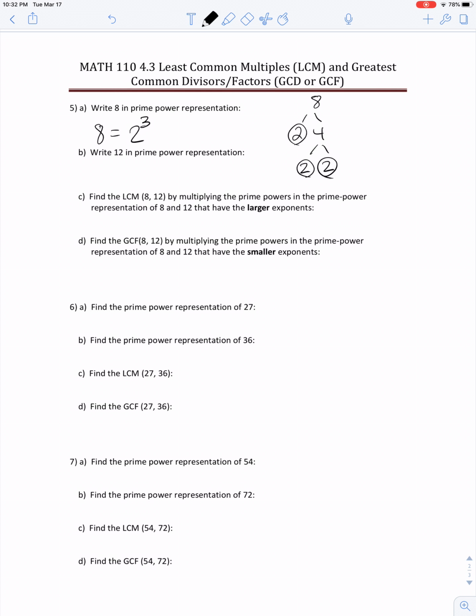And then if we do the same thing for 12, 12 would be 2 times 6. 6 would be 2 times 3. So 12 would be written as 2 squared times 3 to the first. All right. So when we're trying to find the least common multiple, remember, the least common multiple is always going to give us a bigger number. Greatest common factor is always going to give us a smaller number.